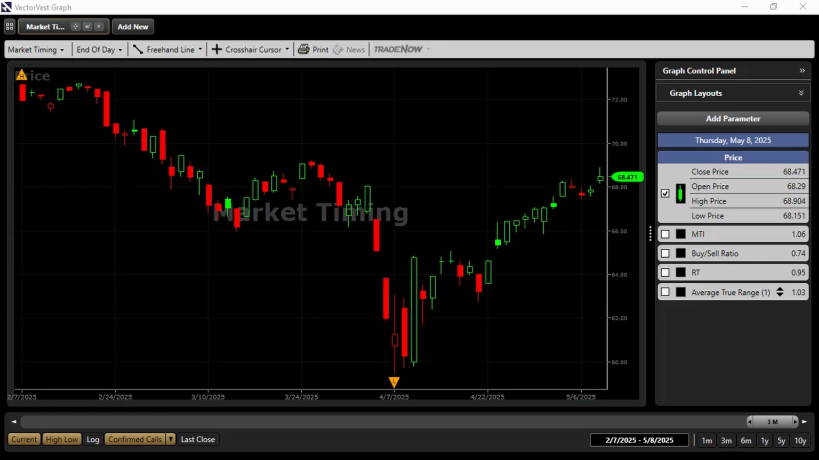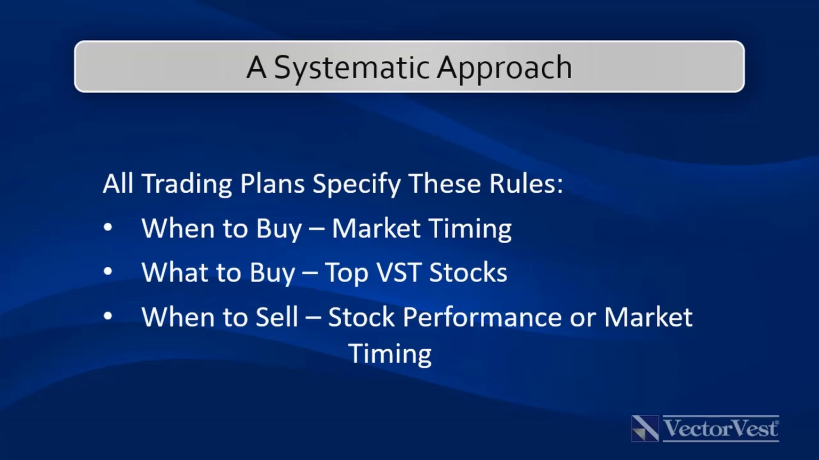The power of these market timing signals is really realized when they're incorporated into a systematic trading approach. All trading plans specify 3 rules. Those rules are when to buy, which is a market timing question; what to buy, where we suggest top VST stocks, stocks that have a good combination of fundamentals and technicals; and finally, when to sell, based on the stock's performance after you own it or the market timing.